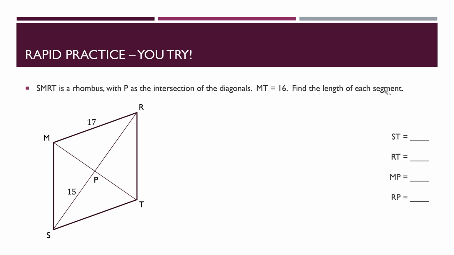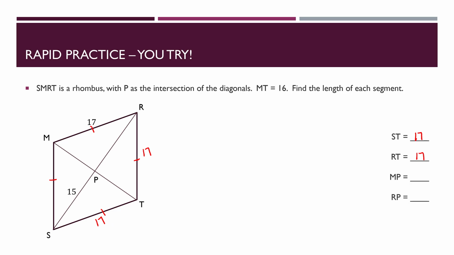Okay, let's go over these. So the segment ST. ST is going to be 17 because it is opposite of MR. The segment RT is this right side over here. RT is also 17, and that is because this is a rhombus, and a rhombus has four congruent sides. So all four of these sides are congruent or the same length.